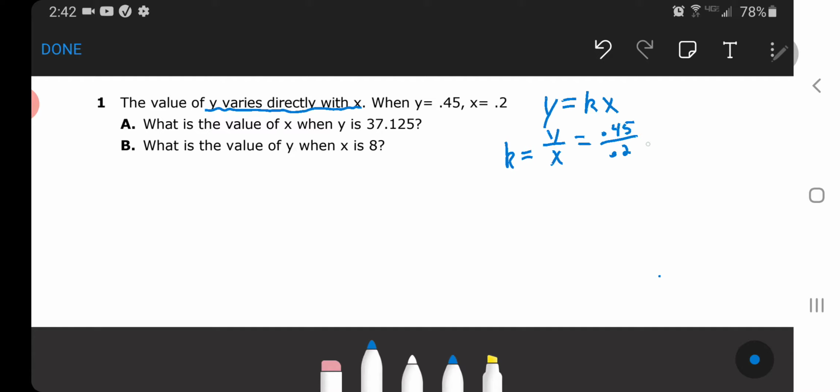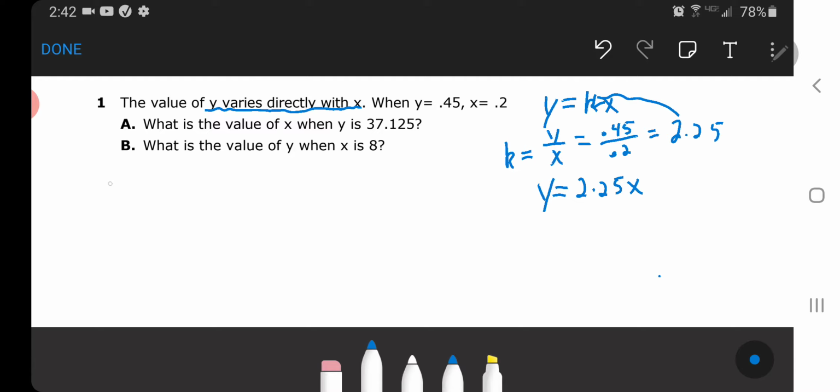And in this case, when we take 0.45 divided by 0.2, once again, use a calculator. I'm using a calculator myself. We get 2.25. So I'm going to take that and just plug it in for the k. So my equation is y equals 2.25x. Now it'll be pretty easy to solve anything that they throw at me.